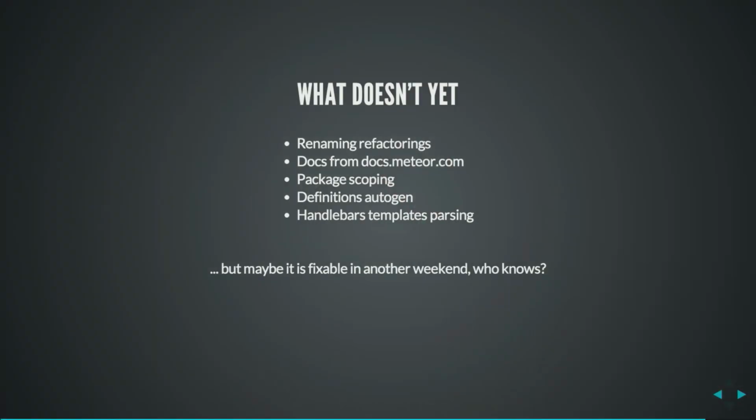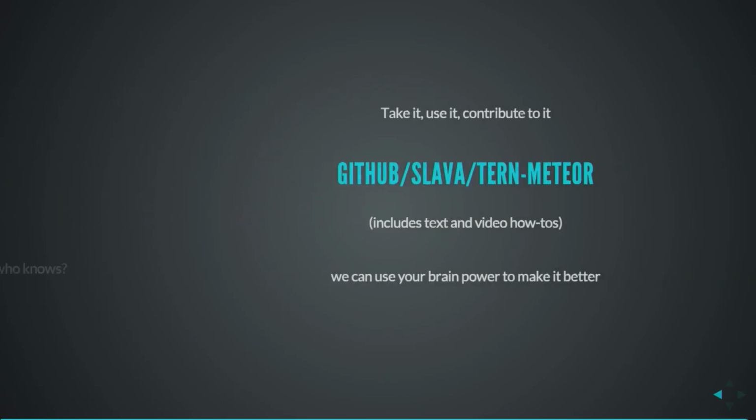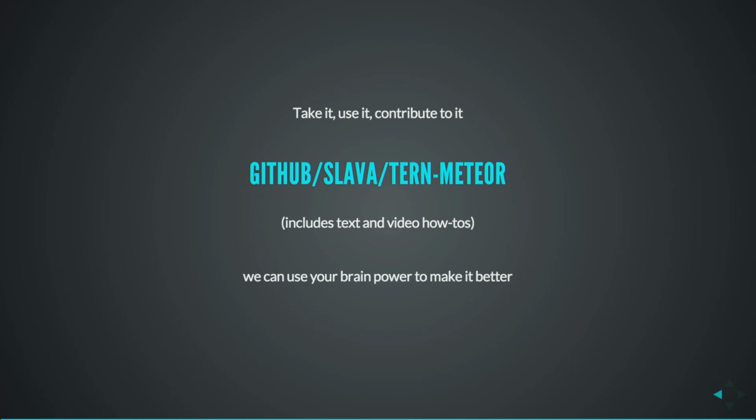What doesn't work? Renaming and refactoring don't actually work. Docs from docs.meteor.com don't actually work. Package scoping doesn't work quite yet. I'm planning to spend another weekend working on that. And it would be nice if we could generate all these definitions for Meteor for every new version of Meteor in the future. So I'm not going to do it manually, you know.